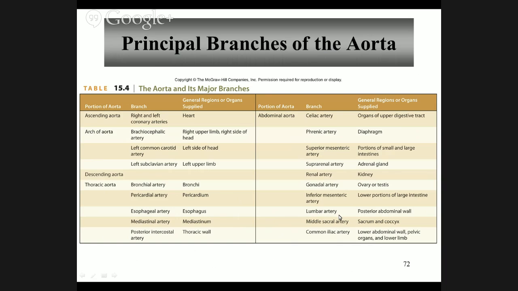And these are just principal branches of the aorta and the regions or organs they supply. For instance, the renal artery supplies the kidney. The phrenic artery supplies the diaphragm. The celiac supplies the organs of the upper digestive tract.